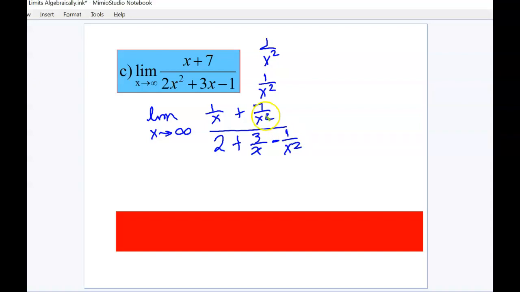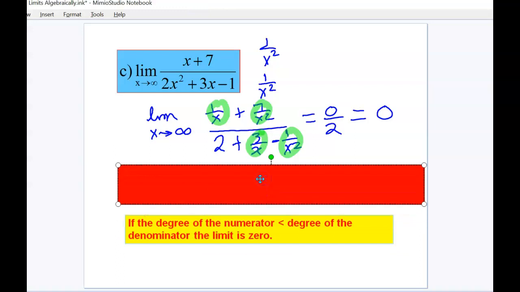Again, anything that has a constant over x, and x is going to infinity or negative infinity, that's going to be a 0. So I'm left with 0 over 2, which is 0. So if the degree of the top is smaller than the degree of the bottom, and my limit is going to infinity or negative infinity, the answer is going to be 0. So again, you can pause the video and copy down that rule if you wish.